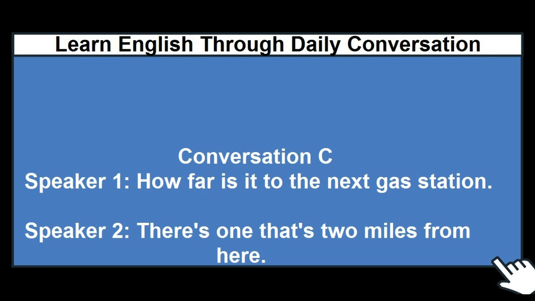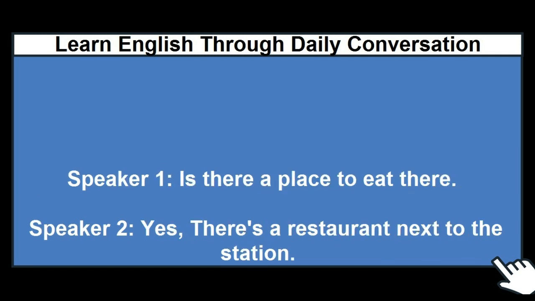Conversation C. Speaker 1: How far is it to the next gas station? Speaker 2: There's one that's 2 miles from here. Speaker 1: Is there a place to eat there? Speaker 2: Yes, there's a restaurant next to the station.